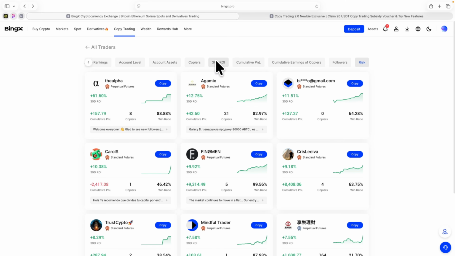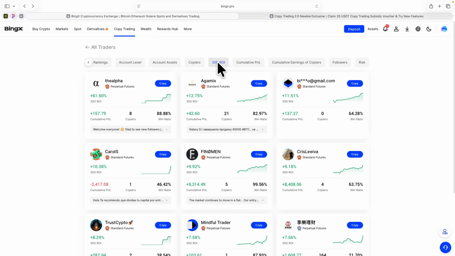Now that you know the meaning of these different categories, which category should you actually go to pick a trader to follow? Now, let me explain that to you. Based on my own experience, there are some categories that are very good for you to focus on to pick a trader to follow, while there are some categories that I will not advise you to pick a trader under. Now, the first one I will not advise you to pick a trader to follow under is 30-day ROI.